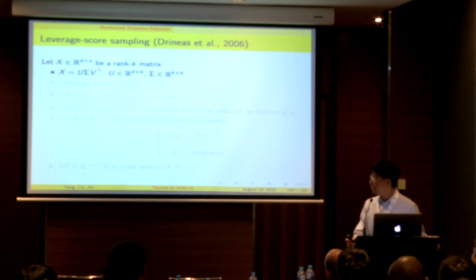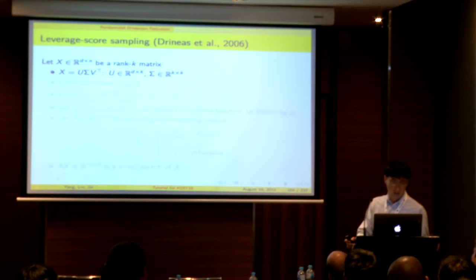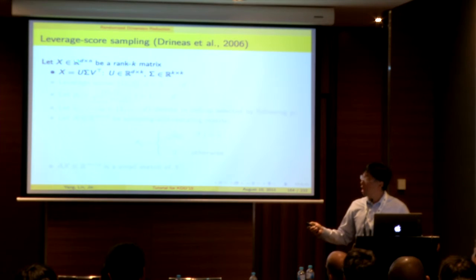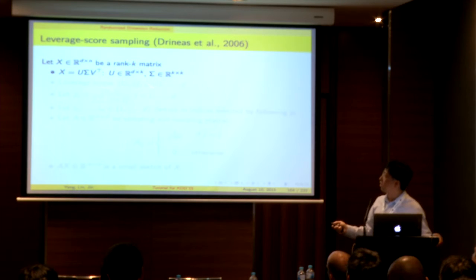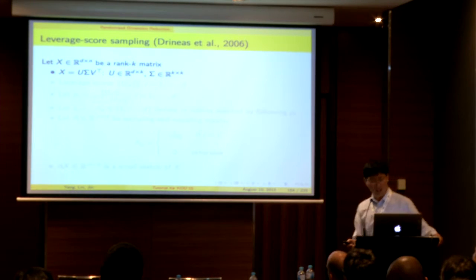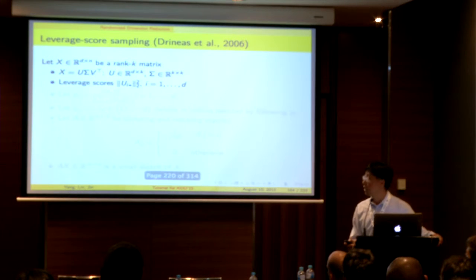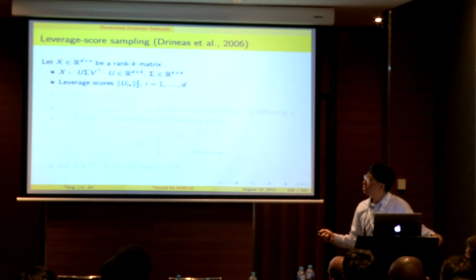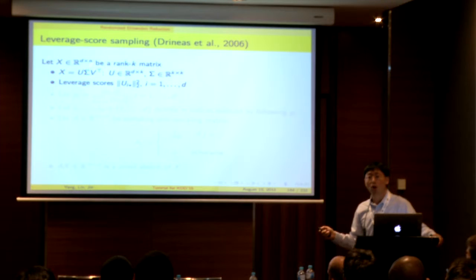Let's say X is a D by M matrix. Let's assume that it is a rank K matrix. For this matrix, let's say we want to select M rows out of the D rows to approximate this large matrix. Let's say X has this singular value decomposition, U times sigma times V transpose. From this, we can define the so-called leverage scores. For each row, there is a leverage score, defined as the Euclidean norm square of the row of the U matrix.